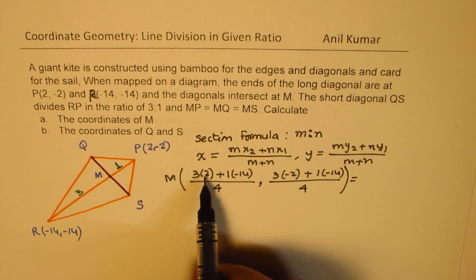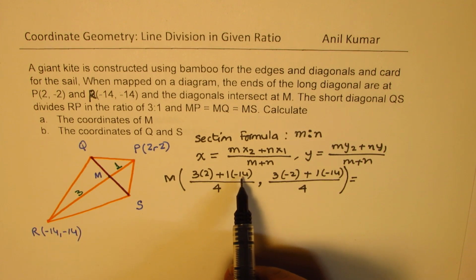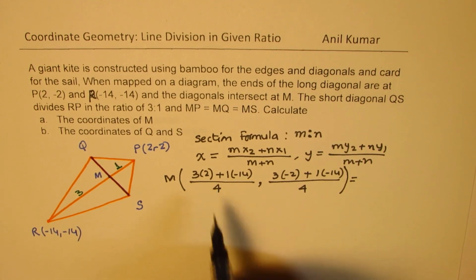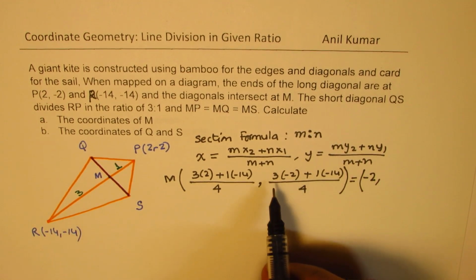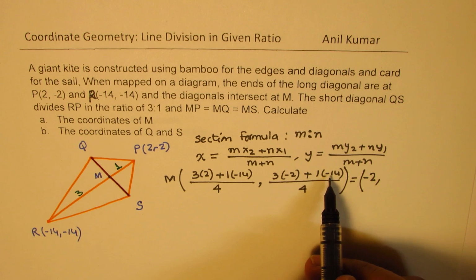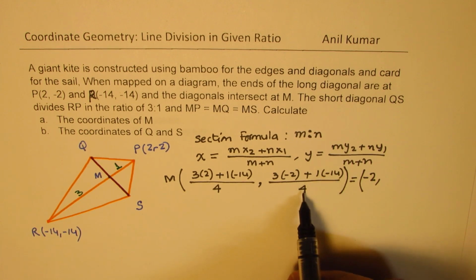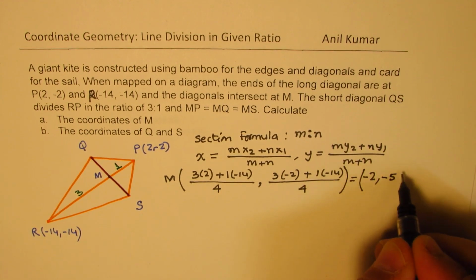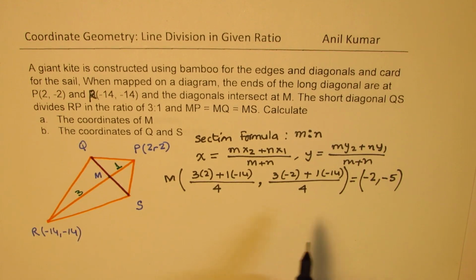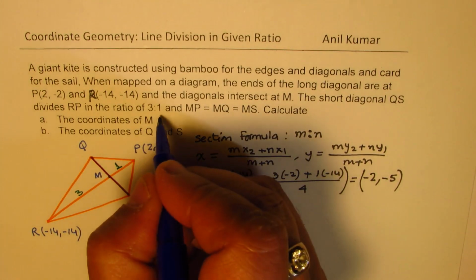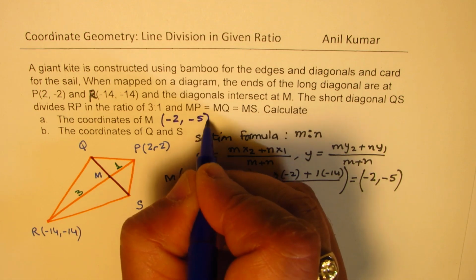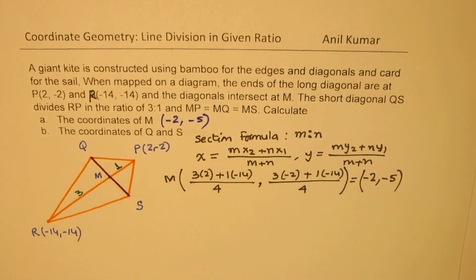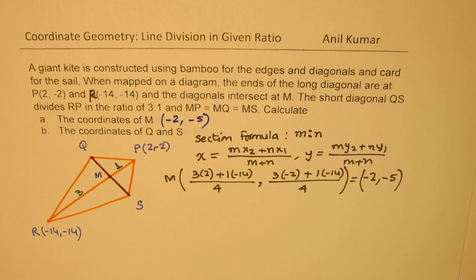So that is 6 and that is minus 14. So minus 8 over 4. Minus 8 over 4 is minus 2. Minus 6 and minus 14 is 20 with negative sign. 20 divided by 4 is minus 5. Is that clear? So we get the coordinates of point M, which are, let me write down here, minus 2, minus 5. So easy. So if you know the formula, it is just a few seconds to get your answer.